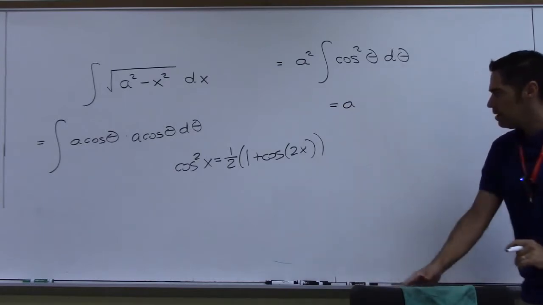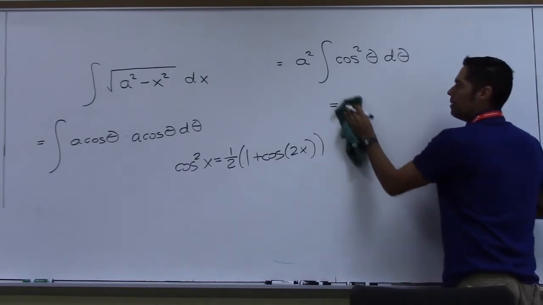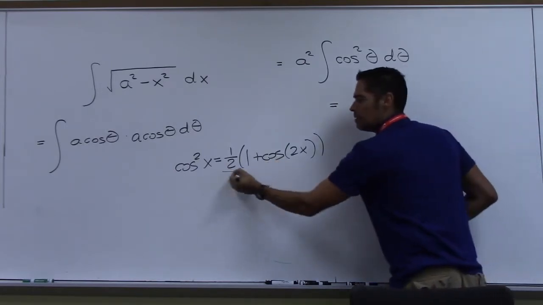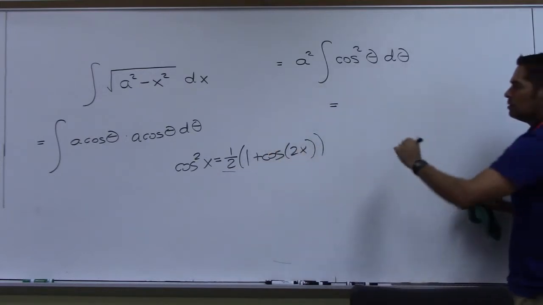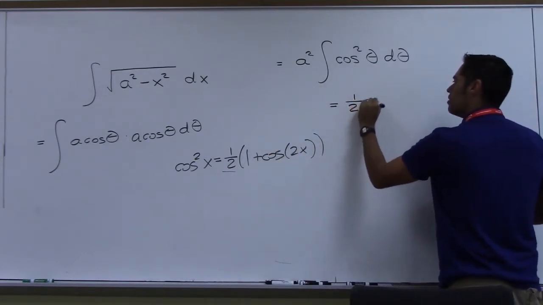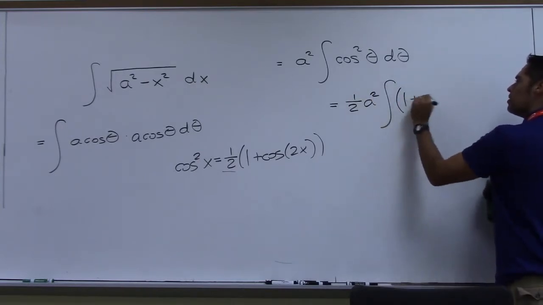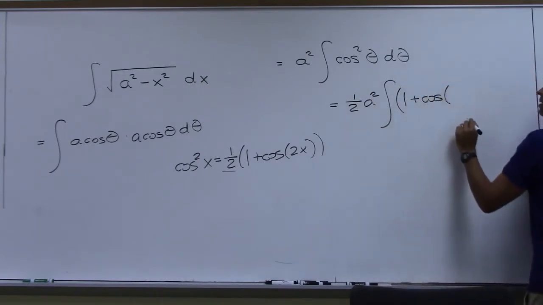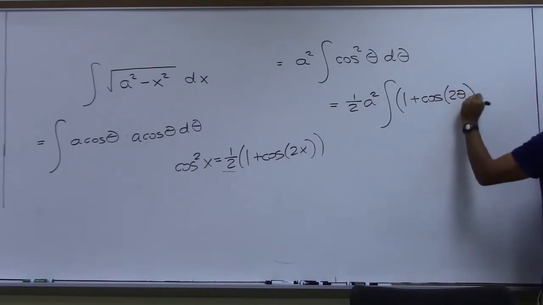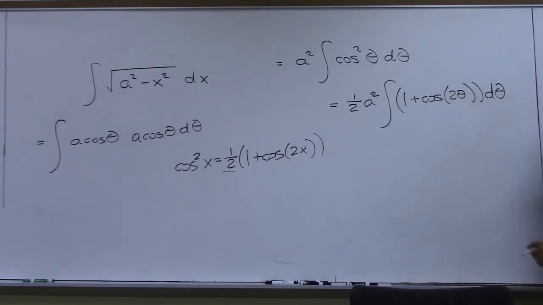Oh, well, you know what? What else should I put out there with a squared? How about that 1/2? This 1/2 right here. Why don't we just take it outside the integral? So 1/2 a squared integral 1 plus cosine, what? To theta in this case, d theta.